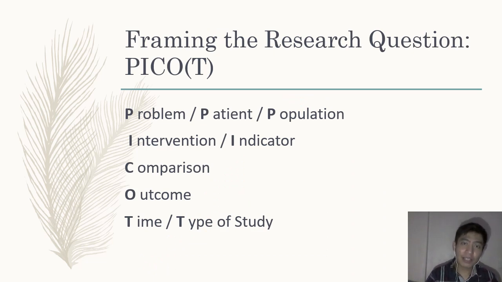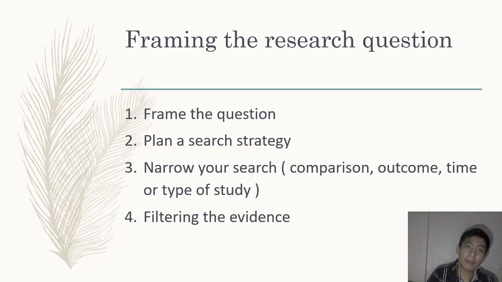Framing the research question is PICOT: P is problem, patient, or population, I is intervention or indicators, C is comparison, O is outcome, T is type and time of study. Frame the question. Plan a search strategy. Narrow your search: comparison, outcome, and time or type of study. And filter the evidences.